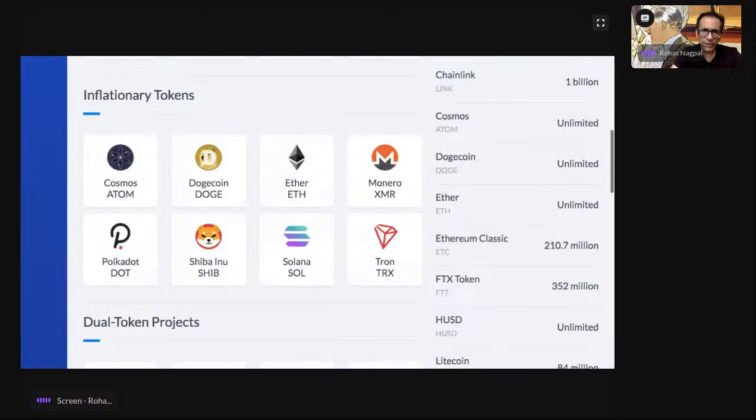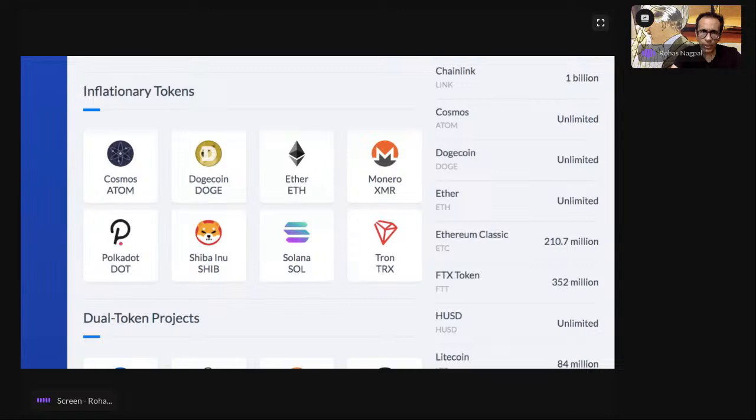Okay. Then the second is what we call the inflationary token. So inflationary token means they have an unlimited supply. The max supply is unlimited. So any amount of those could be created. And common examples are Cosmos, Dogecoin, Ether, that's Vitalik's version of it, Monero, which is a privacy coin, Polkadot, Shiba Inu, Solana, and Tron.